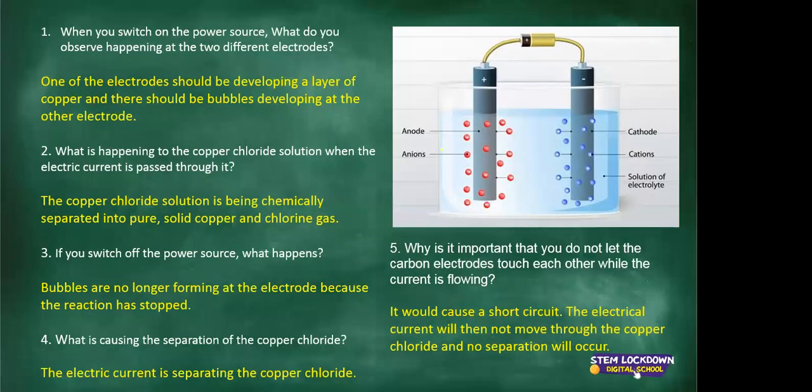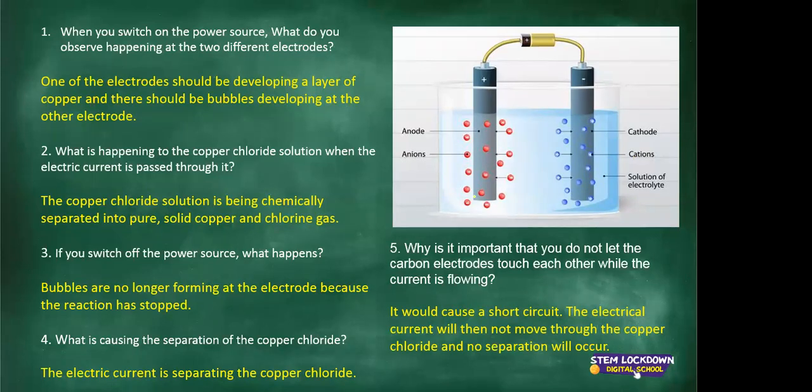Okay, so basically you have your anode. So this is one cathode, and you have anions. So these anions are basically your breaking down, where your copper chloride is being separated. Okay, and then you have your cathode, that has cations, and this is your electrolyte solution.